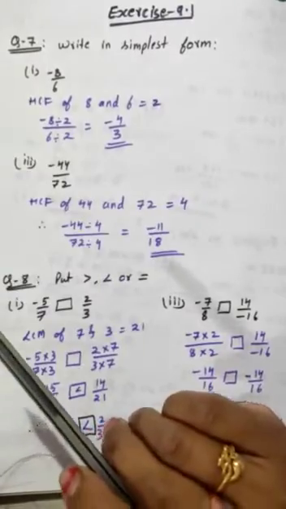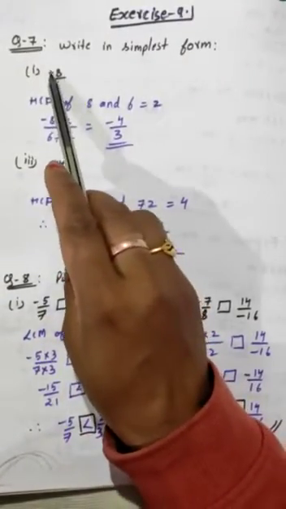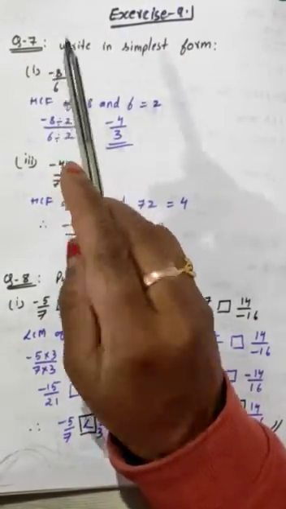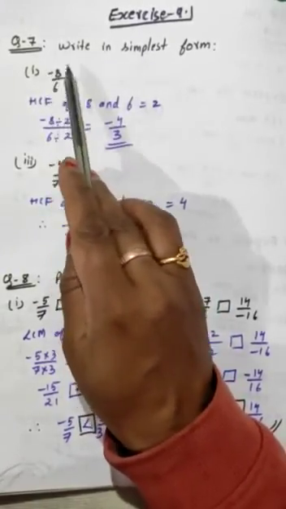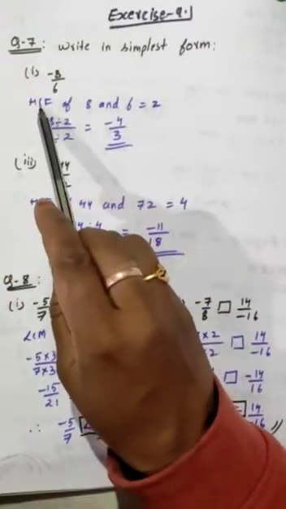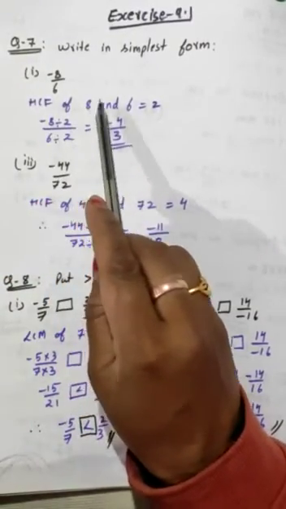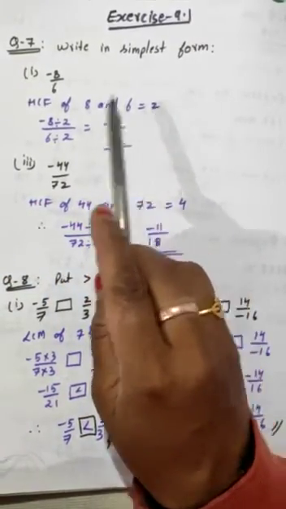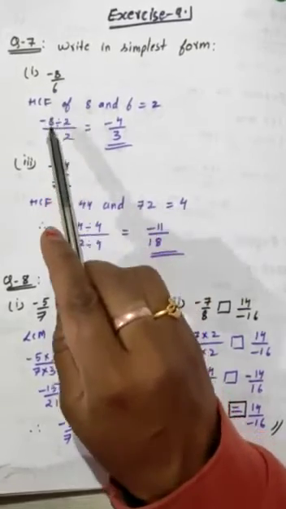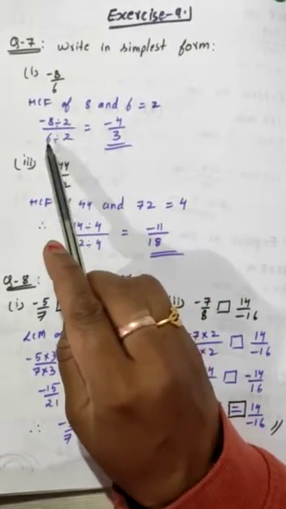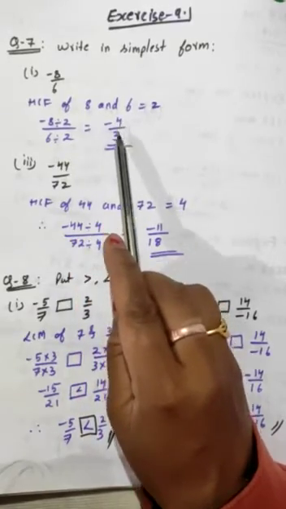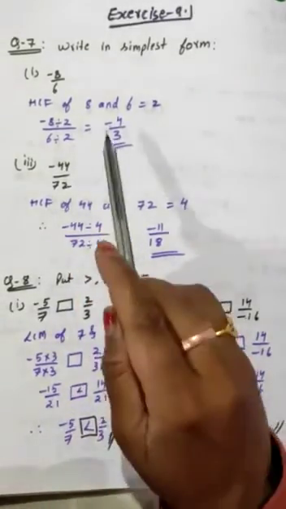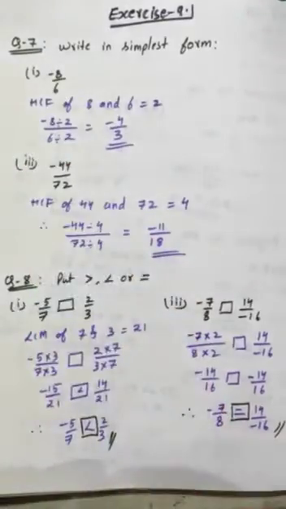So what you have to do, you have to find out, forget about the minus sign, okay, whenever you are calculating or cancelling the numbers, just minus sign you keep it aside. You have to find out HCF of 8 and 6 which is 2. फिर आप 2 से दोनों को डिवाइड कर दोगे, -8 divided by 2 upon 6 divided by 2, and it will give you -4/3. So this is the simplest form of -8/6.